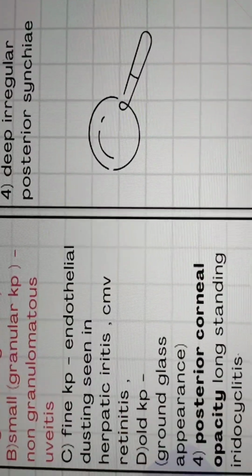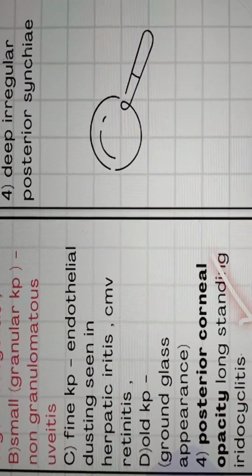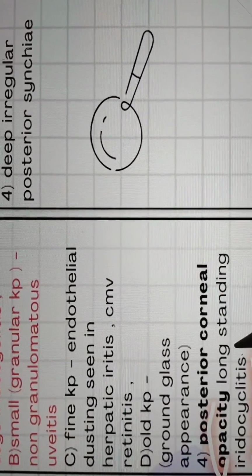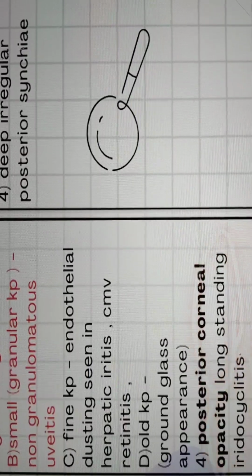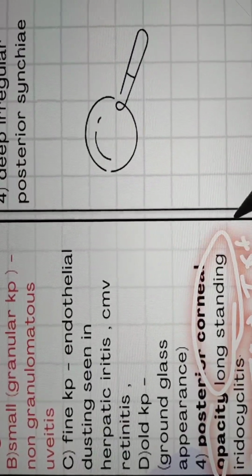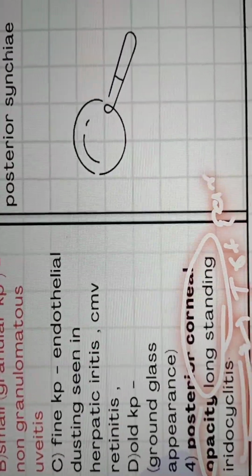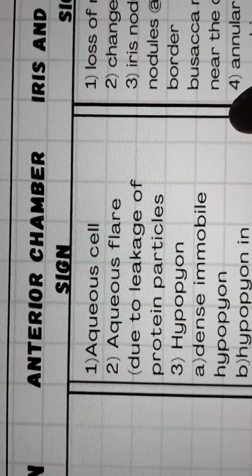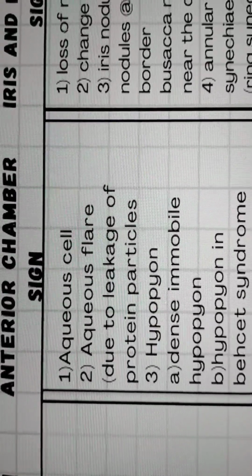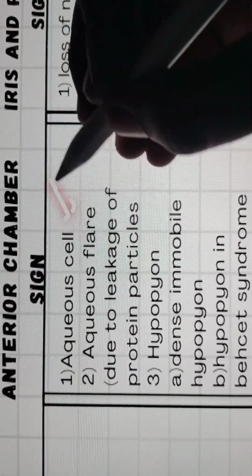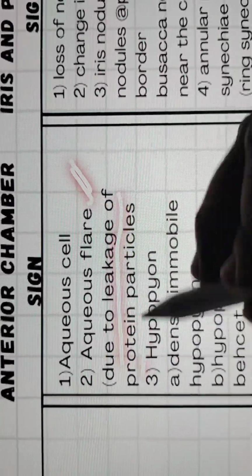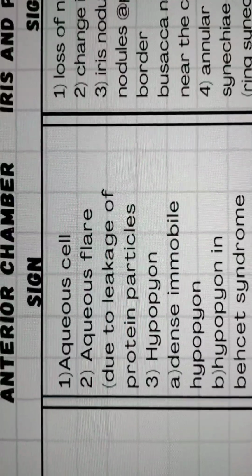Now, next we are going to see the posterior corneal opacity. Posterior corneal opacity is usually seen when the iridocyclitis is long-standing. What is iridocyclitis? Iris plus your pars plicata of the ciliary body is going to be involved. Okay, now we are moving on to the signs of the anterior chamber. So what will happen in the anterior chamber? There will be aqueous cells, aqueous flare. It is due to the leakage of protein particles.